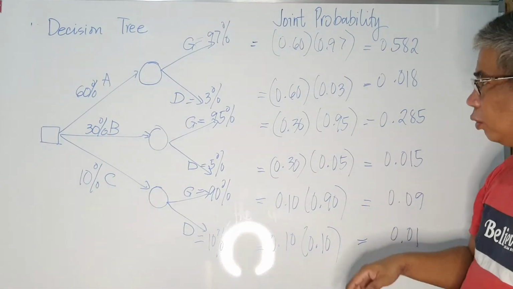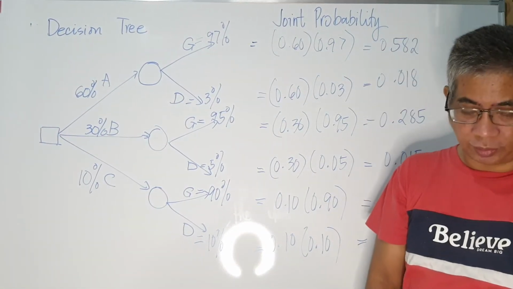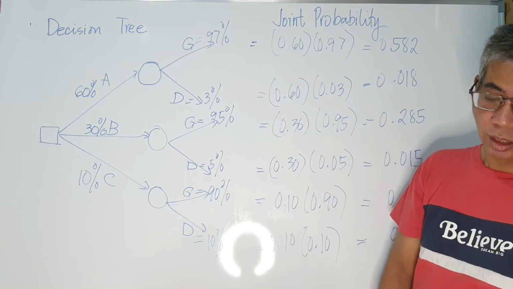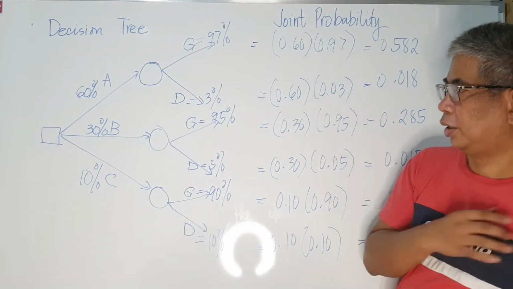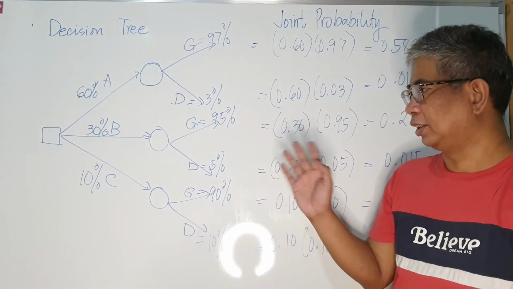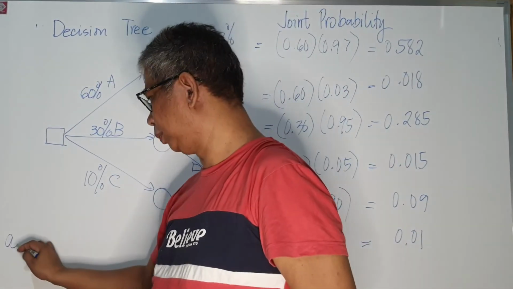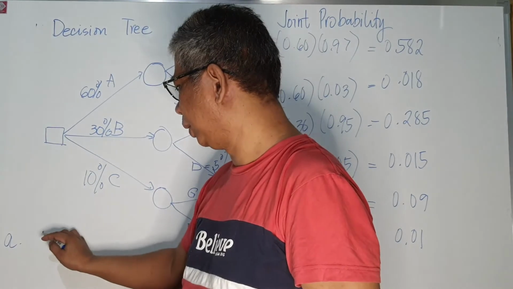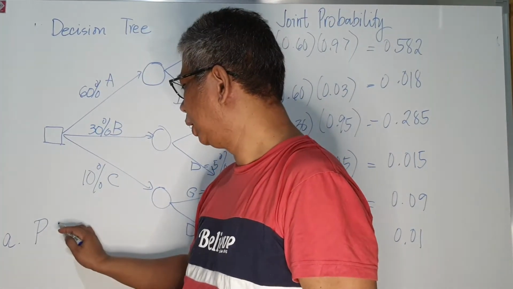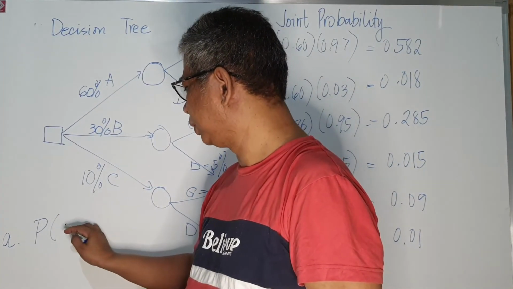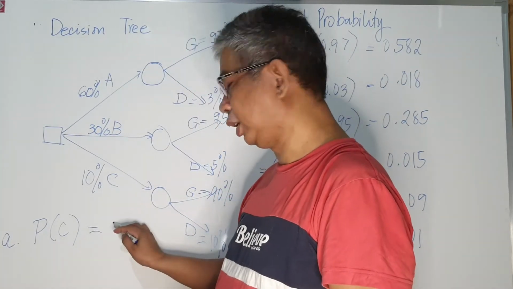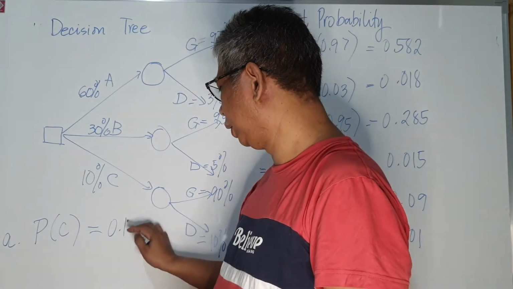Okay? So, what is the initial probability that yung random item ay galing sa machine C? So, ito yun, 10%. So, the answer to letter A, simply galing lang sa problem. So, probability that the item is from C is 0.1.